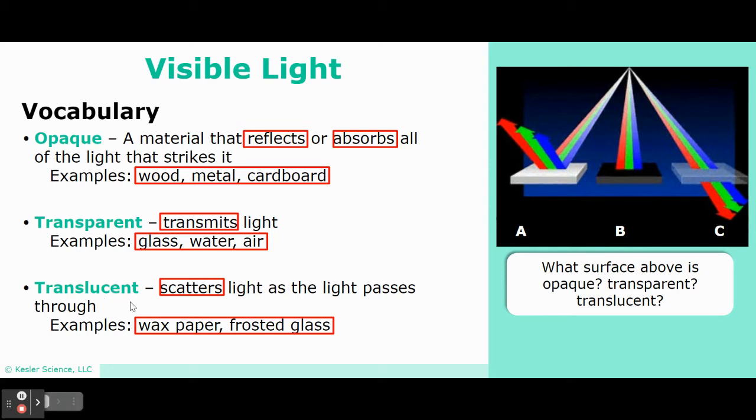And then translucent. Translucent is when something scatters light. For example, wax paper, frosted glass. Some light can go through wax paper or frosted glass, but it can't go through as much as it does with clear water or clear glass. So make sure you've written down all the stuff that's in red.